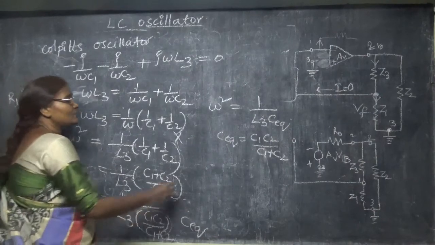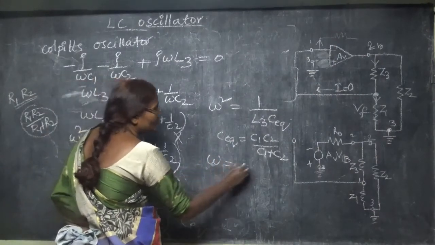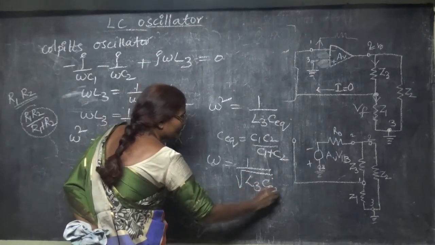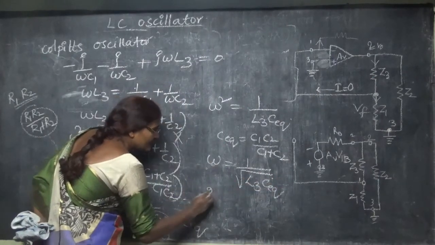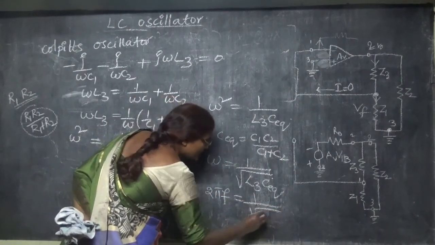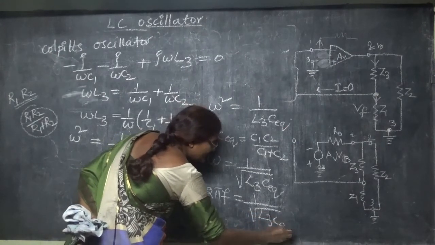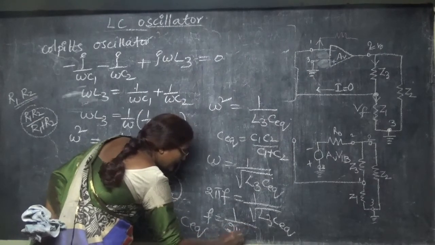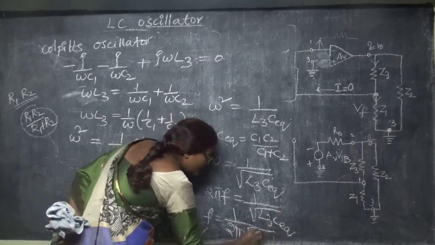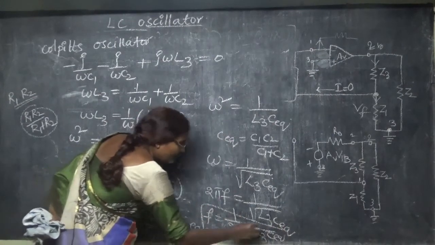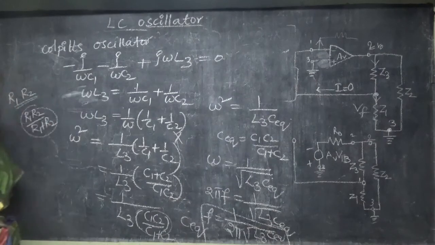Next, what is omega? Omega is going to be 1 by root of L3 into C equivalent. What is frequency? 2 pi f is equal to omega. So f is equal to 1 by 2 pi root of L3 C equivalent. This is the formula for frequency of a Colpitt's oscillator.